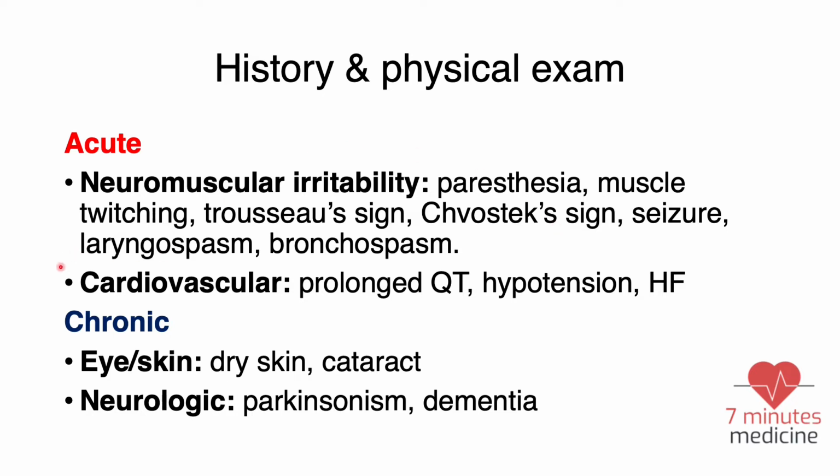And the other really important complication of hypocalcemia is the cardiovascular, the prolonged QT interval, which can result in severe arrhythmia. But when there's a chronic change in the calcium, we expect some eye and skin changes like dry skin and cataract, and also some neurological changes like Parkinsonism and dementia.